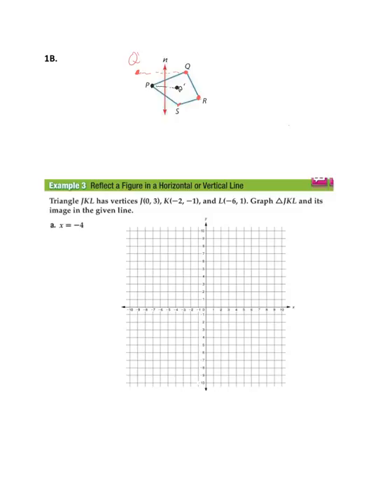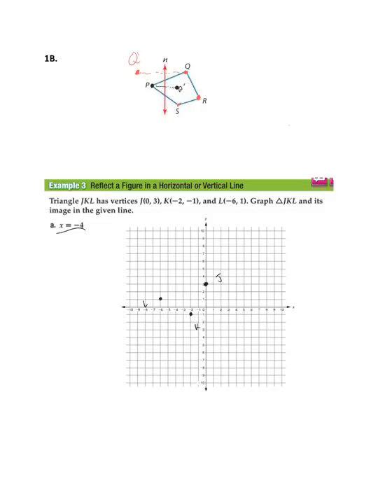Where I wanted to spend the majority of our time, guys, was talking about reflecting in the coordinate plane. So, triangle JKL has vertices at J (0, 3), plot that point. K (-2, -1). And L (-6, 1). So this is triangle JKL, and it wants us to reflect the image in the given line x = -4.